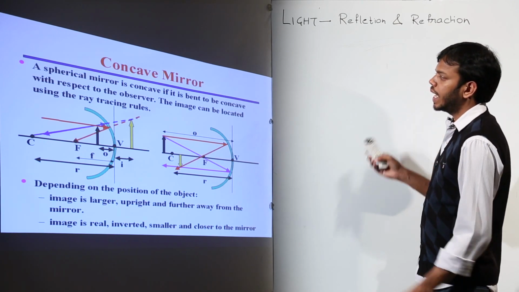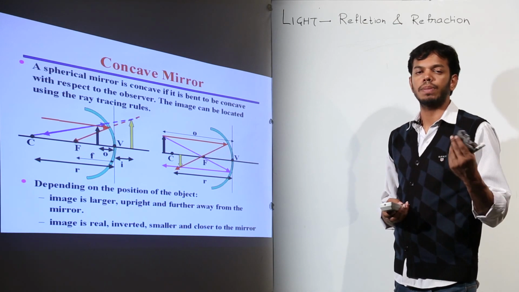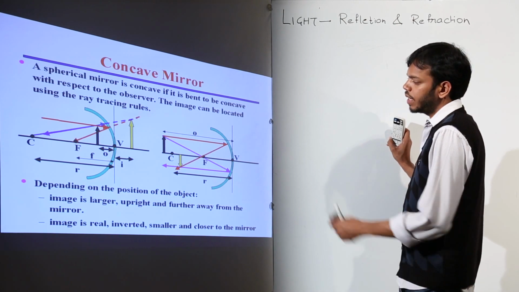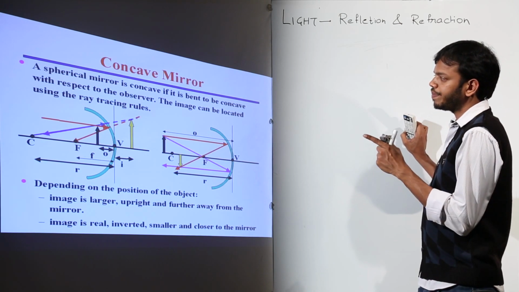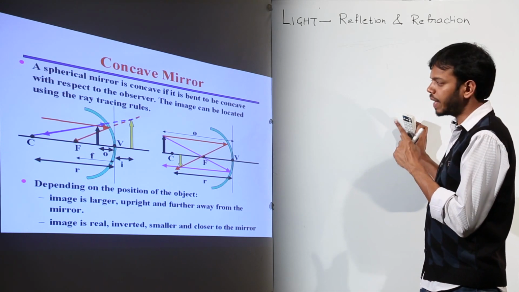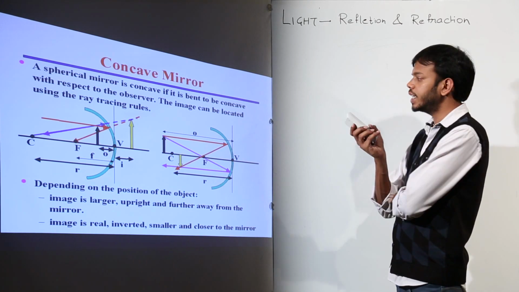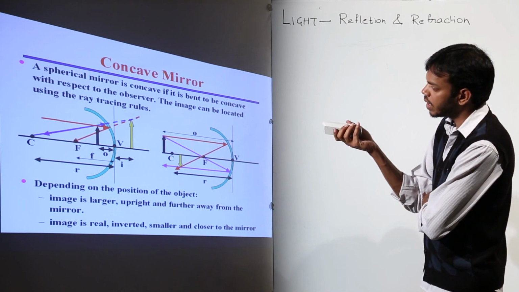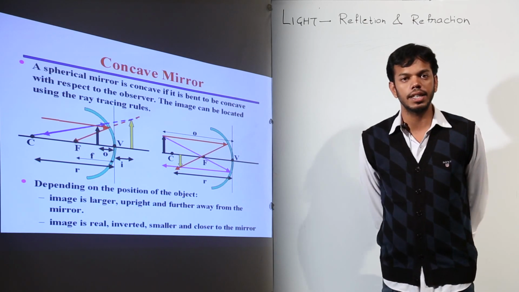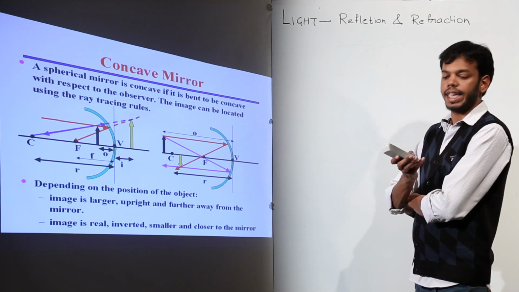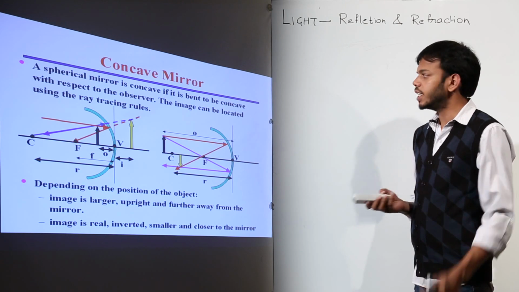For a concave mirror, a spherical mirror is concave if it is bent with the concave side towards the observer. The red one is the ray which is coming parallel to the principal axis, right? It is passing through the focus. The blue one passing through the center of curvature is reflecting back 180 degrees, and the last one, there must be another ray, okay, they haven't taken that ray which is passing through the pole, right? But we can take it. Now, the position of the image always depends on the position of the object where it is placed, right?